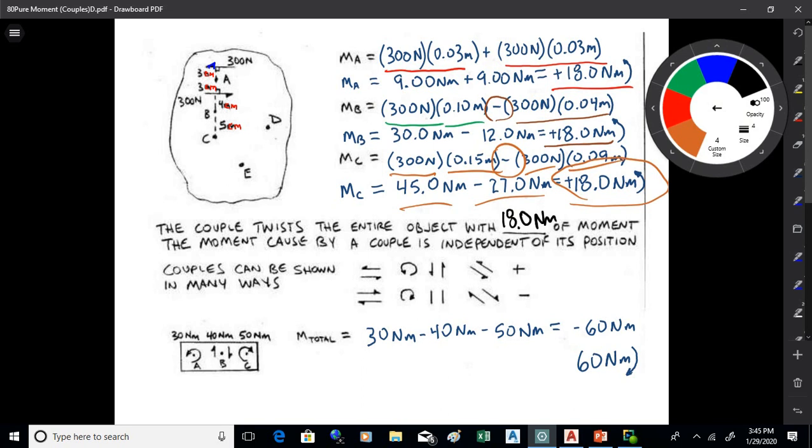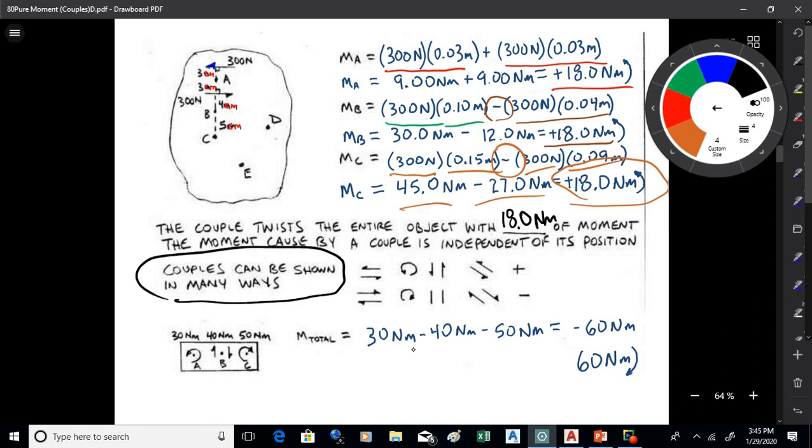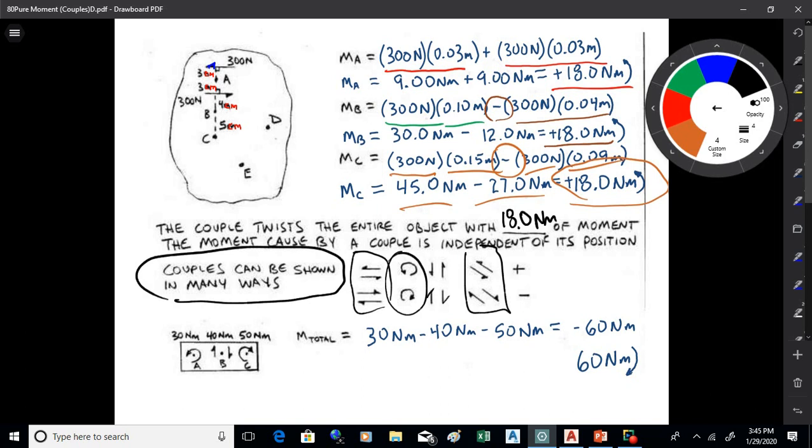Now, couples can be shown in many ways. There's lots of ways to write them out. Two parallel forces in opposite directions can be used. Any orientation, as long as they're parallel and in different directions. Looks like I forgot some arrowheads on this one. Doing that and that. You could also just show it with a twisting arrow. Positive is counterclockwise, negative is clockwise.